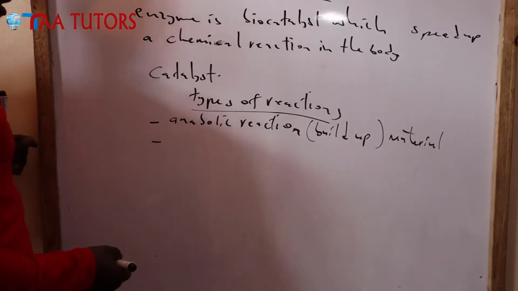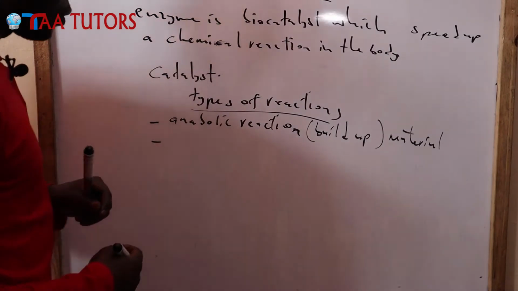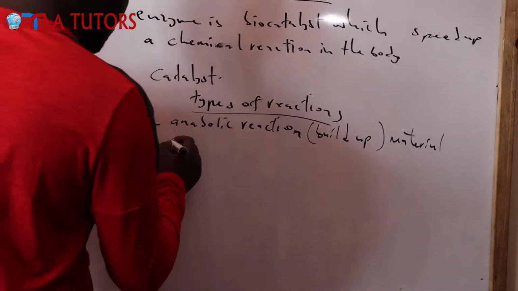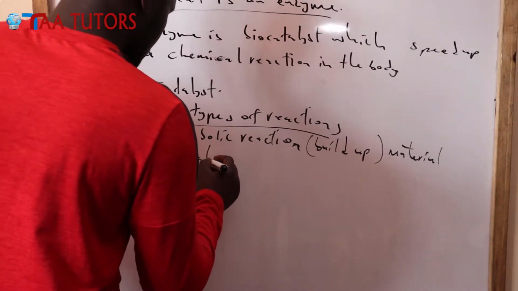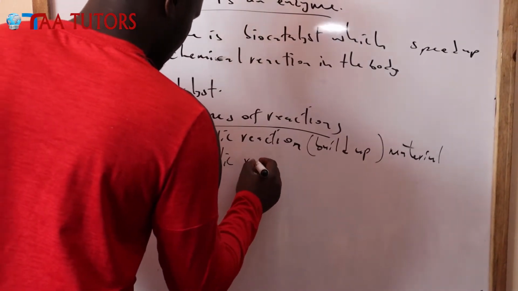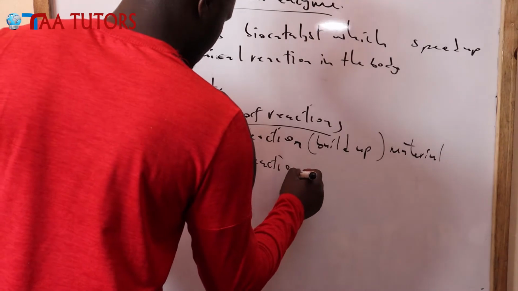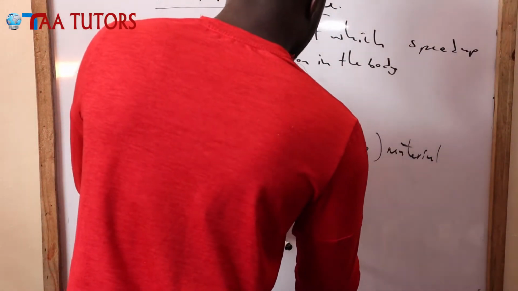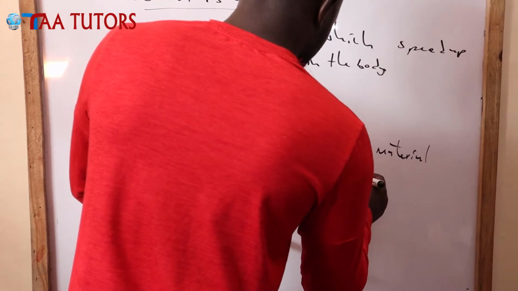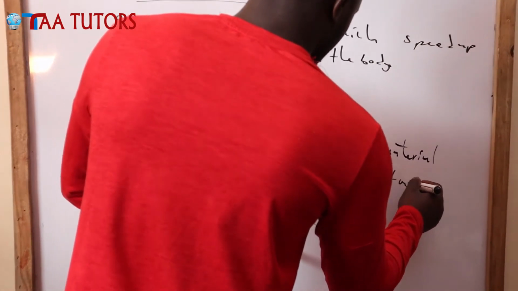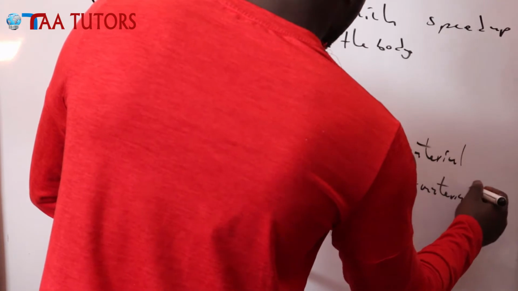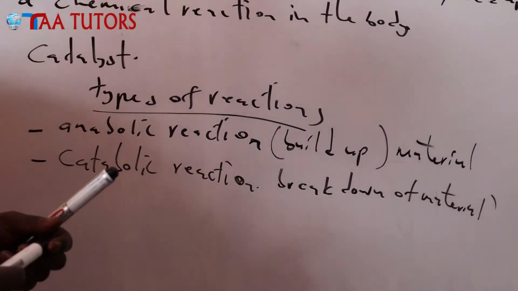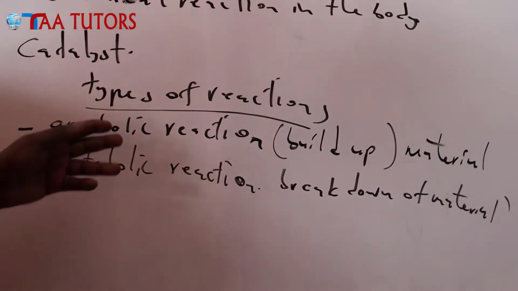Then we also have a reaction whereby we break large molecules into simple molecules. That one is called catabolic reaction. These are the reactions that will involve the use of enzymes. This one is a breakdown of materials. So you see there are two things here. We need to break down materials, especially, for example, during digestion.